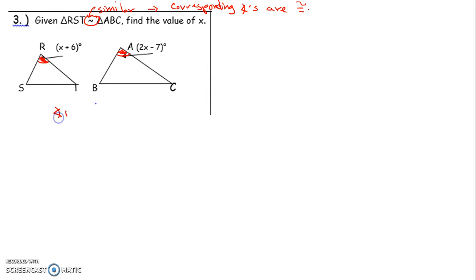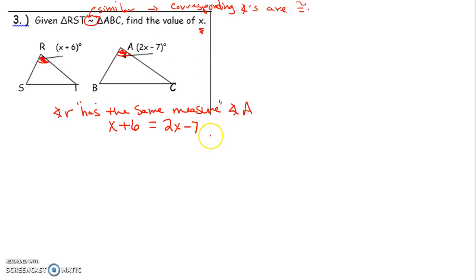Angle R has the same measure as angle A. Has the same measure means they're equal. So if I take angle R, which is x plus 6, I can set that equal to angle A, which is 2x minus 7, and I can find my value of x. At this point, it's no longer a geometry problem. Now we're just solving an equation.